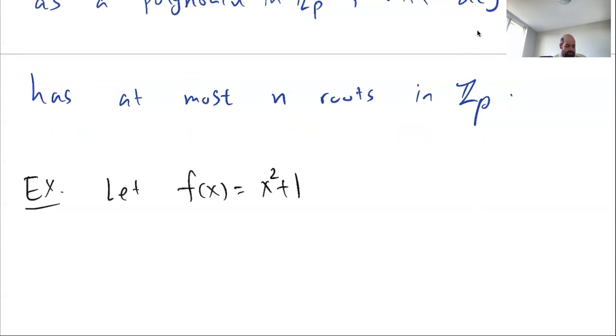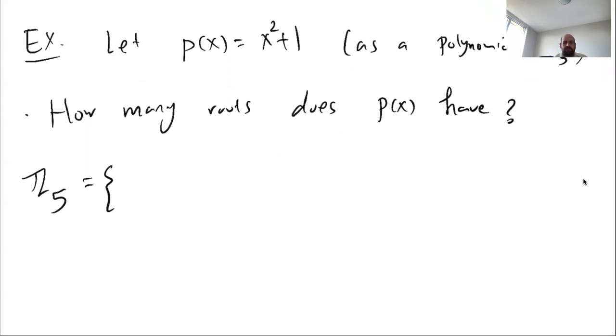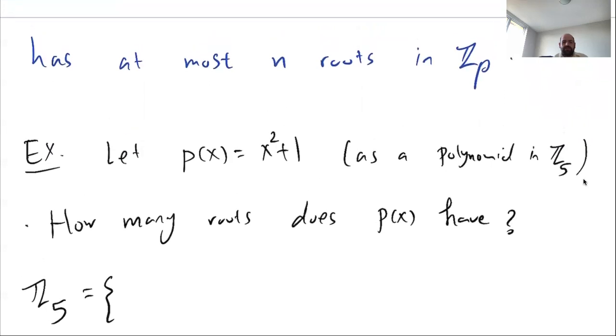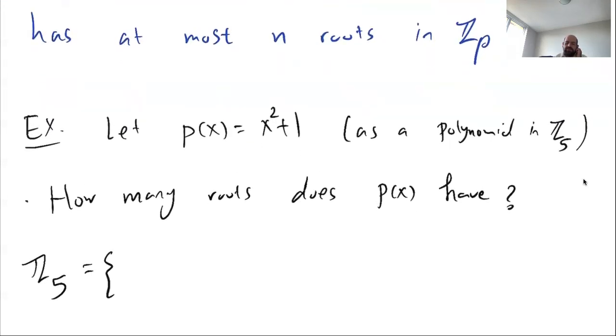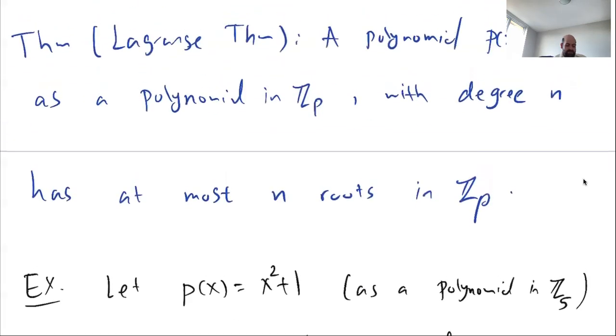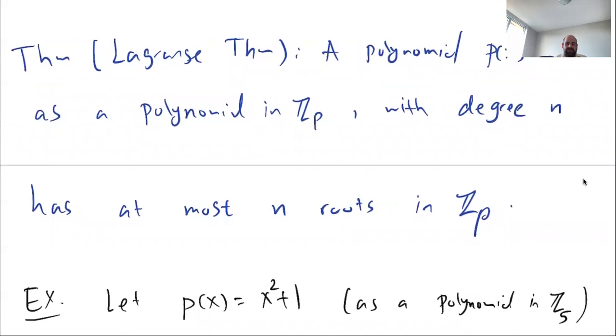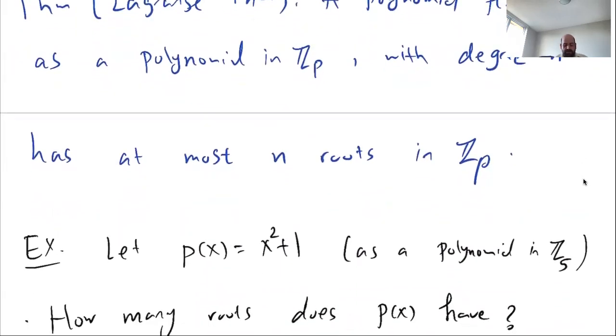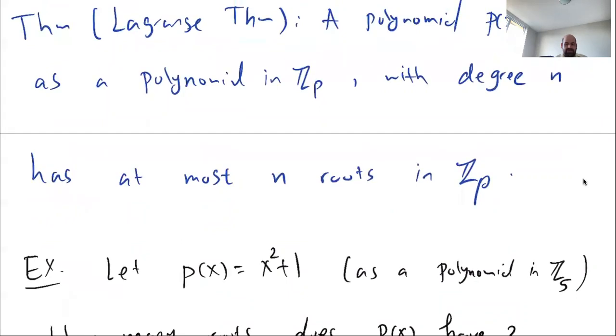How many roots does p of x have? So Z5, we know that. What is the meaning of Z5? Z5 is a set. Z5 means the set consisting of 0, 1, 2, 3, and 4. Now, Lagrange theorem says that a polynomial of degree n in Zp, if p is prime, and here 5 is prime, has at most n roots.